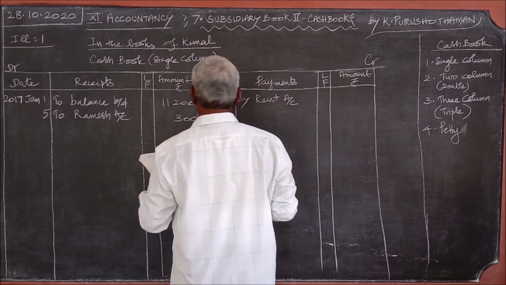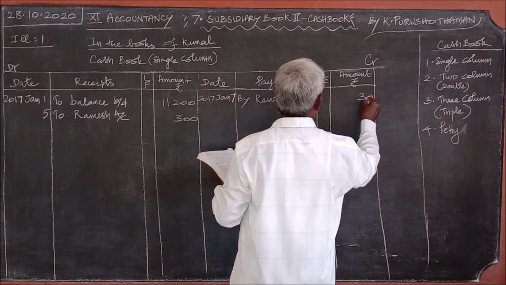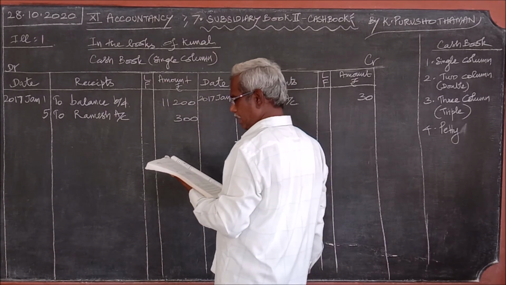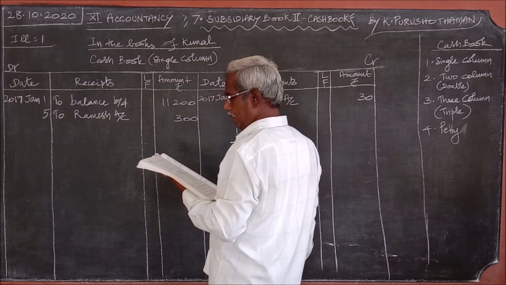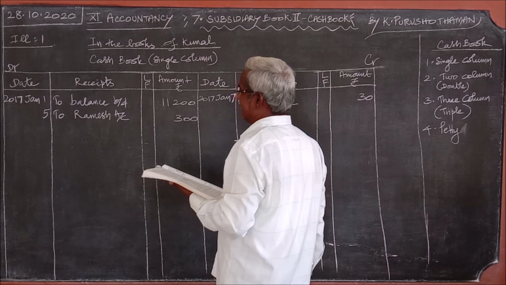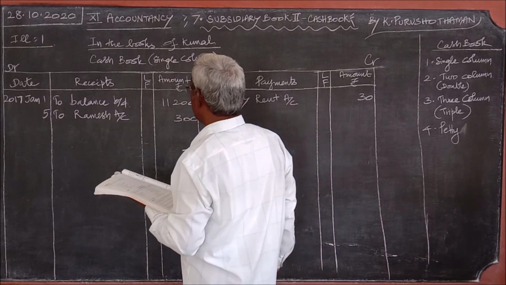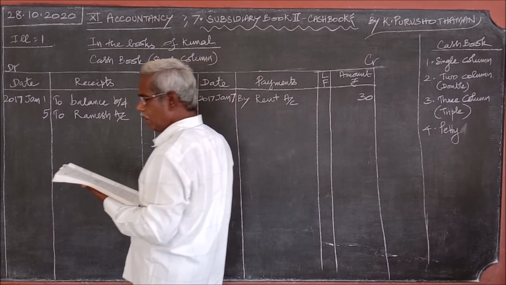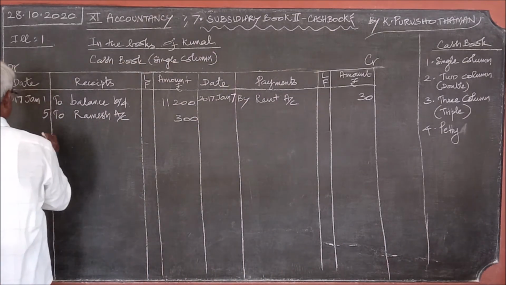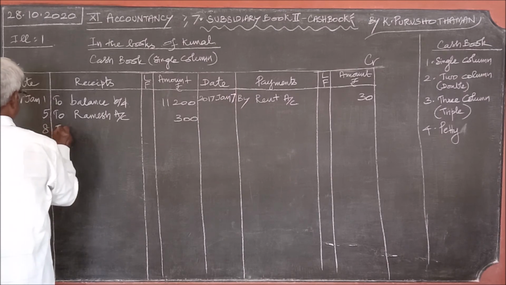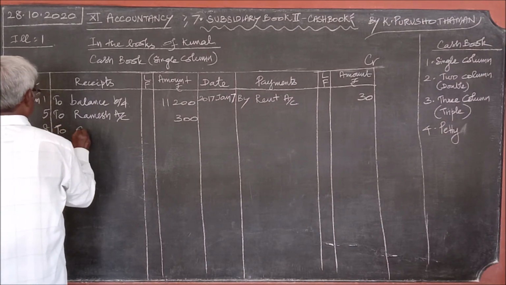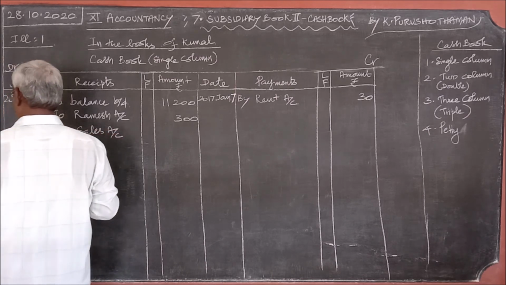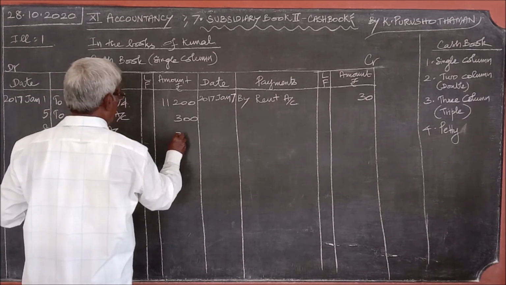How much is it? 30 rupees. Then sold goods for cash. When goods are sold, it is sales account. When goods are purchased for cash, it is purchases account. So goods are sold on 8th, to sales account. Like journal only, here we are using the term "To sales account, goods are sold for cash, 300 rupees."